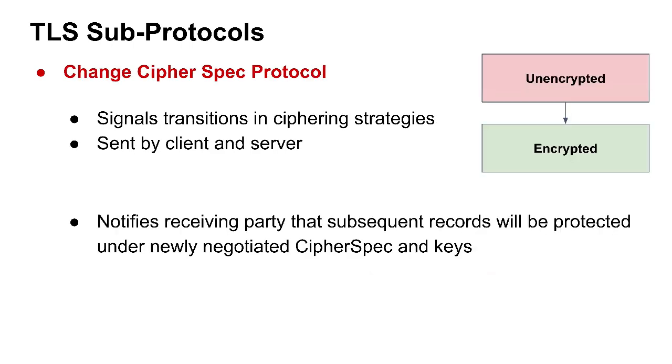The second sub-protocol is the change cipher spec protocol. This essentially just signals transitions in ciphering strategies. It's sent by both the client and server, and we'll see how that works here in a second. And it notifies the receiving party that all the records after this will now be protected under the newly negotiated algorithms and keys.